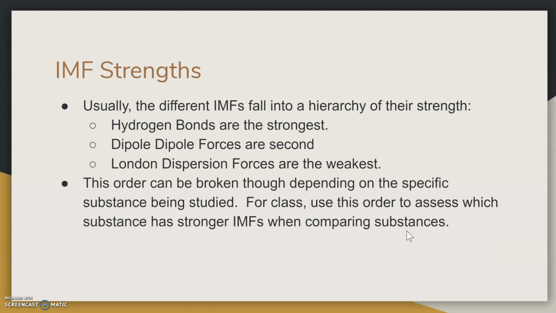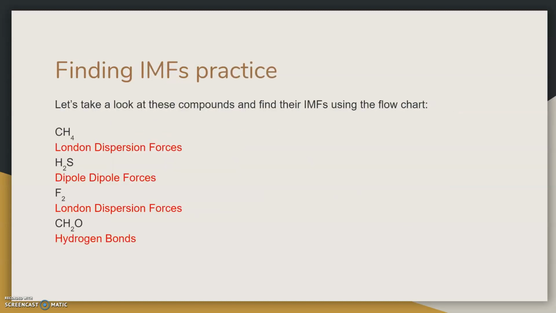IMF strengths. Usually, the different IMFs fall into a hierarchy of their strength. Hydrogen bonds will be the strongest, dipole-dipole forces are second, and London dispersion forces are the weakest. This order can be broken down though, depending on the specific substance being studied. For class, use this order to assess which substance has stronger IMFs when comparing substances. Let's take a look at these compounds and find the IMFs using the flowchart.